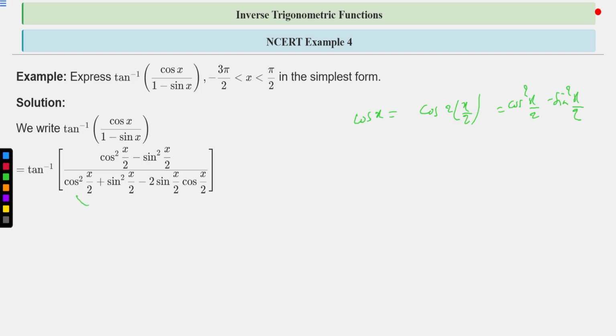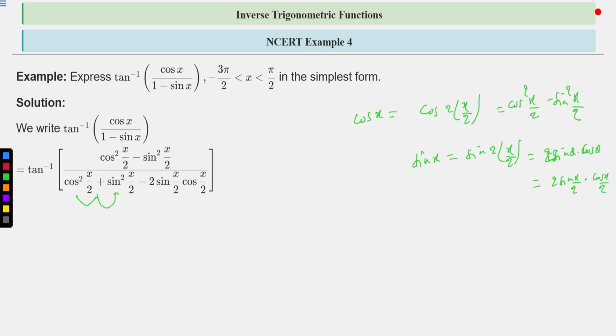1 you can write as cos square x by 2 plus sin square x by 2, it is equal to 1. And sin x can be written as sin of 2 into x by 2, right? Which is equal to sin 2 theta. And we know that sin 2 theta is equal to 2 sin theta cos theta, and theta is x by 2. So you can write 2 sin x by 2 into cos x by 2. Yes, this is the formula. Sin 2 theta is equal to 2 sin theta cos theta. It is a formula which you might have learned in class 11, right? Also, cos 2 theta is equal to cos square theta minus sin square theta.